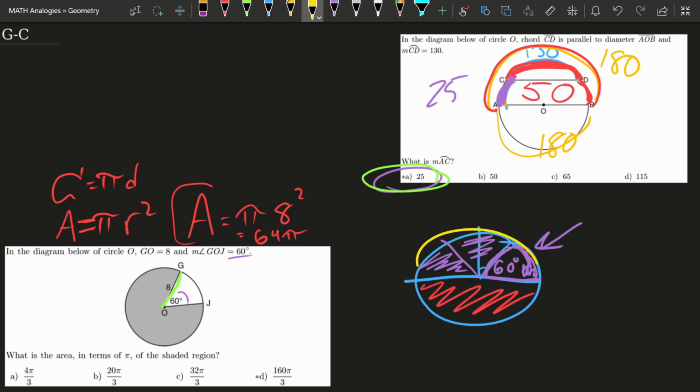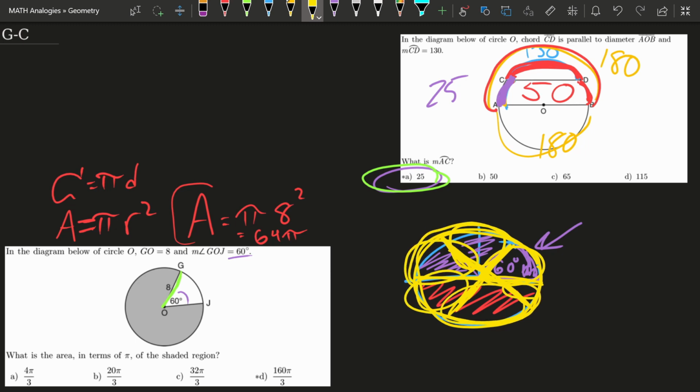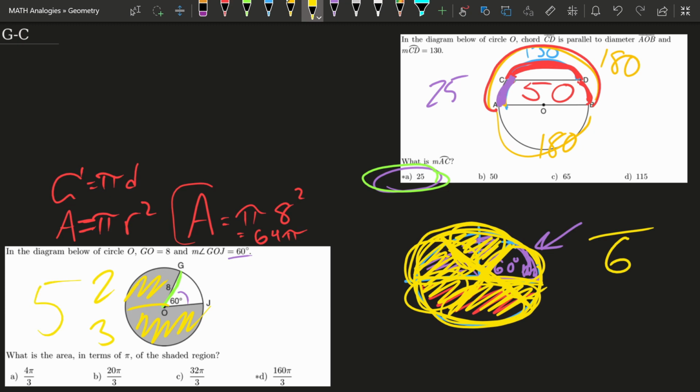If we consider the full circle, and we were to make this cut here, and that cut there, along with our diameter, 1 piece, 2 piece, 3 piece, 4, 5, and 6. So out of the 6 slices, we have 1, 2, and then we have 3 on the bottom, where 2 and 3 make 5. So we have 5 out of 6 pieces.